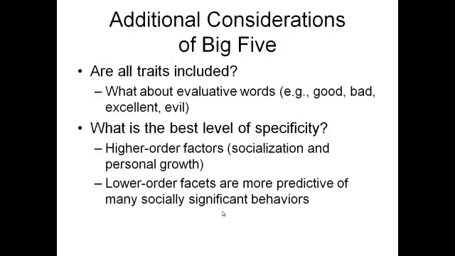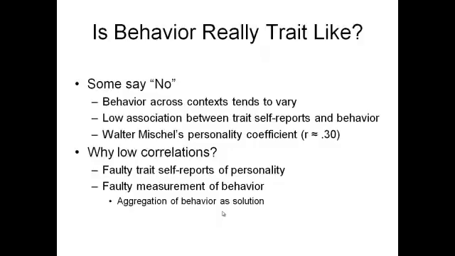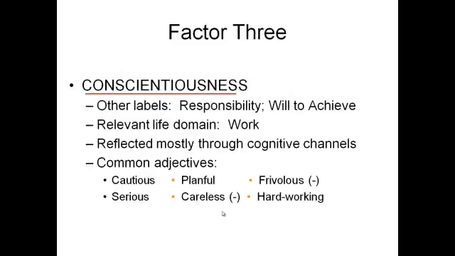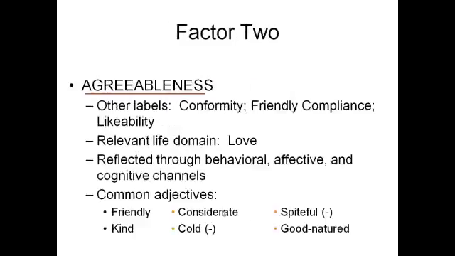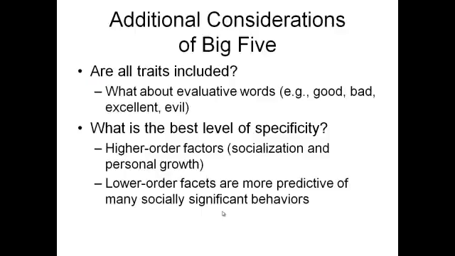So if your goal as a personality psychologist is to use personality to predict behavior, maybe your general score on agreeableness as that factor may only give limited predictability. But if you go back to agreeableness, maybe good-natured may be a better predictor of specific behaviors than the general category of agreeableness. So that's one of the things to consider.